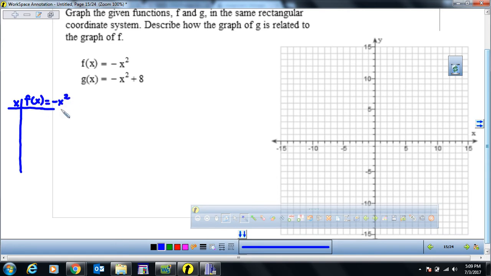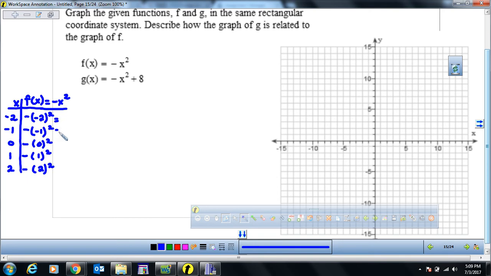On this table of values, we're going to use the same numbers: -2, -1, 0, 1, and 2. Try to stick to these numbers. These will be the best numbers you can use when creating the graph of what we call a parent function. Now, we're going to start with this: negative and then x, which is -2 to the second power. Negative x, which is -1 to the second. Negative x, which is 0 to the second. Negative x, which is 1 to the second. And negative x, which is 2 to the second.